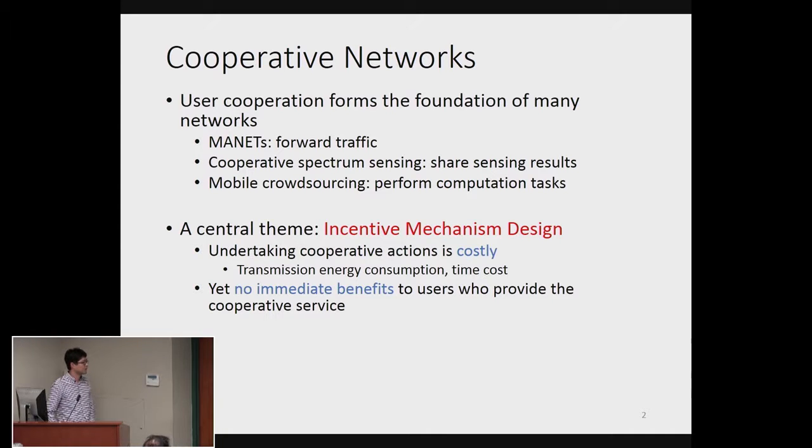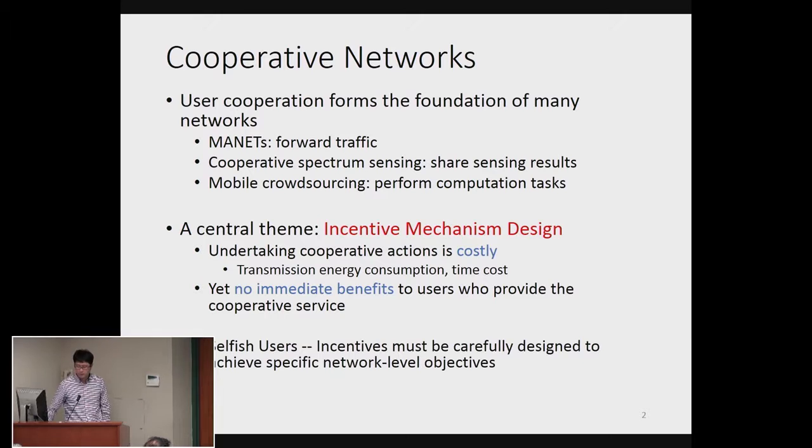So absent incentives, these selfish users will be unwilling to cooperate. Thus, these networks may fail to work. So a central theme of this literature on cooperative networks is the design of incentive mechanisms to promote cooperation and thereby achieving specific network level objectives.